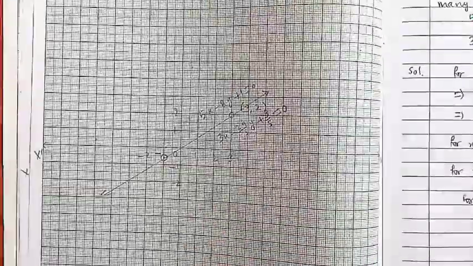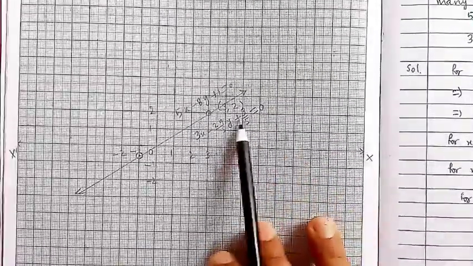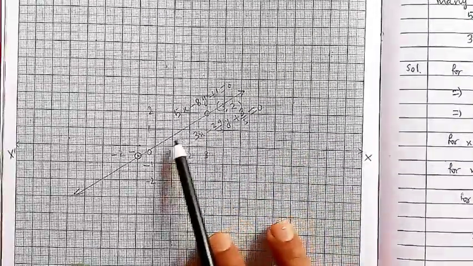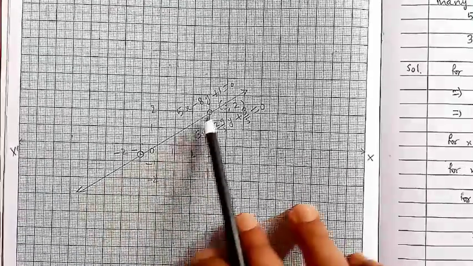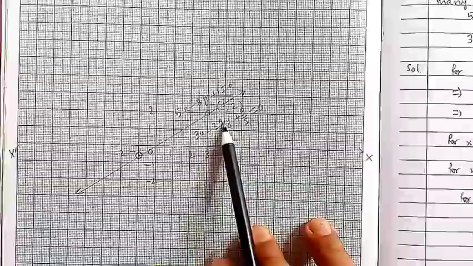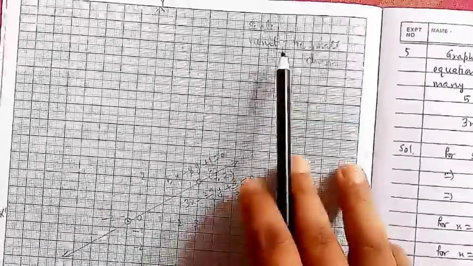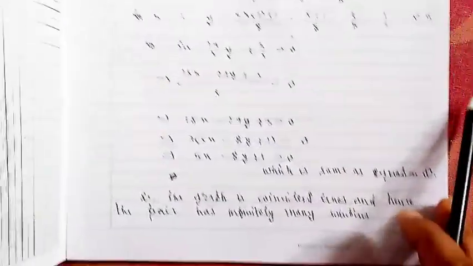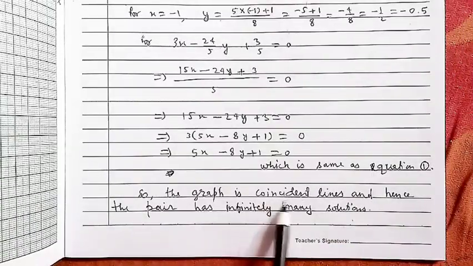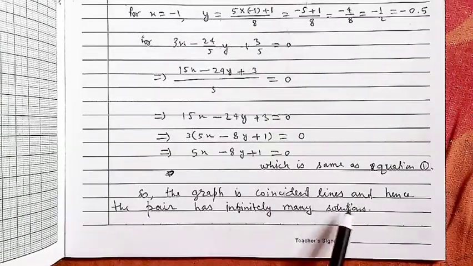Now we plot these points. This is 3, 2. This is minus 1, minus 0.5. We join this. This is the same for both. We take one unit equal to 10 small divisions. So the graph is coincident lines, and hence the pair has infinitely many solutions.